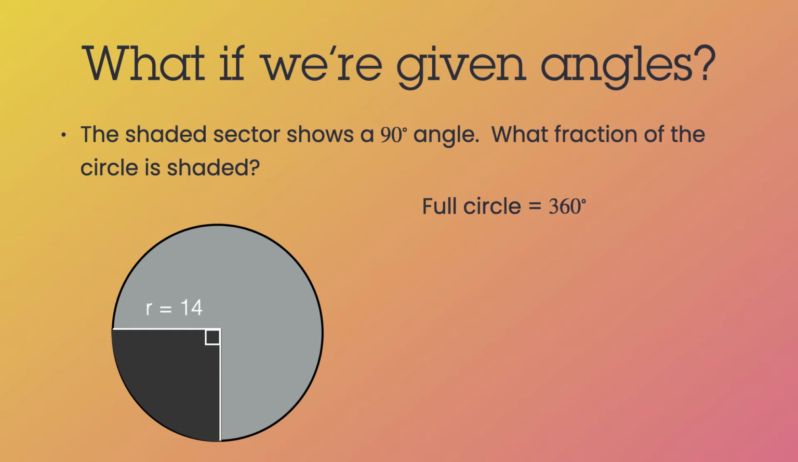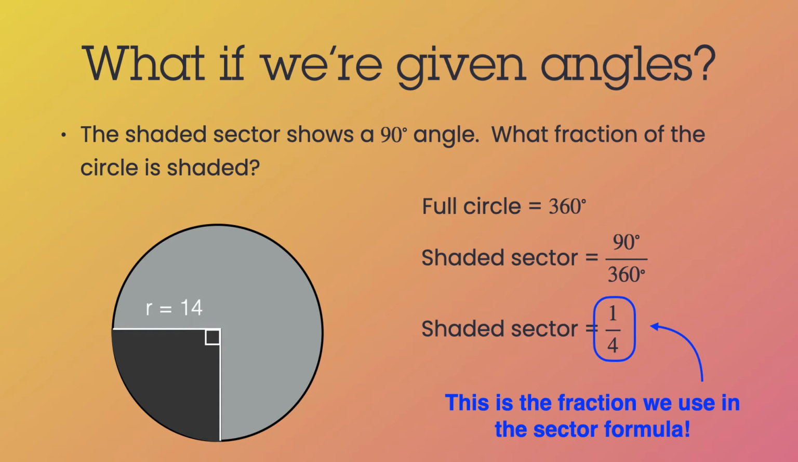Hopefully you know by now that a full circle is 360 degrees. If not, then now you do. Full circle is 360 degrees. So for the shaded sector, when we want to know what fraction of that circle it is, we put the angle we have over 360, and that's going to be our fraction measure. Once we reduce that, the 90 actually goes into 360 evenly to make it 1/4. But that is the fraction that we're going to use in the formula.